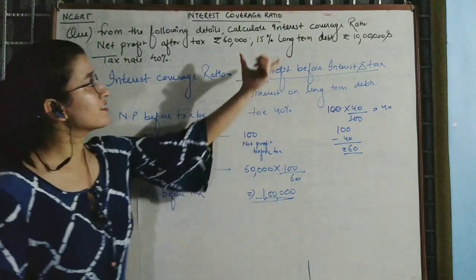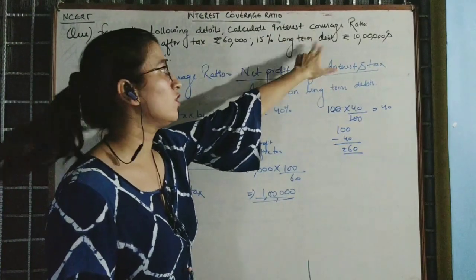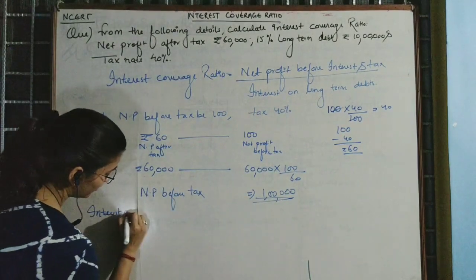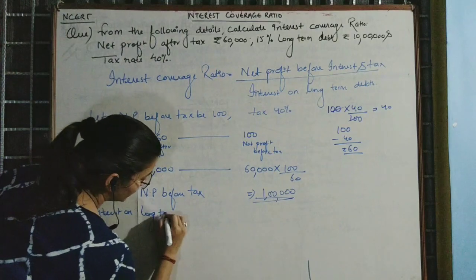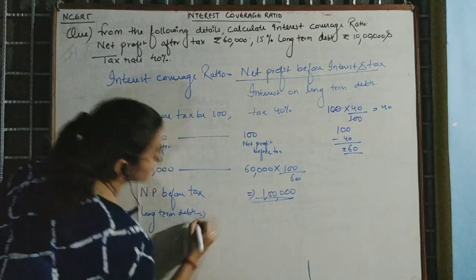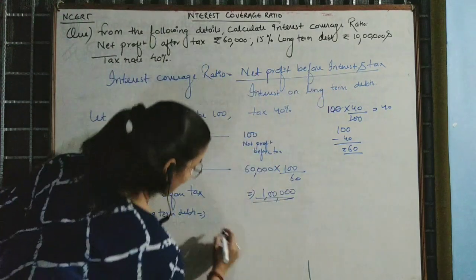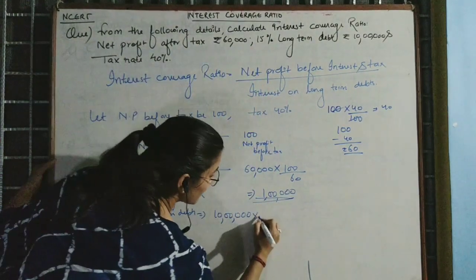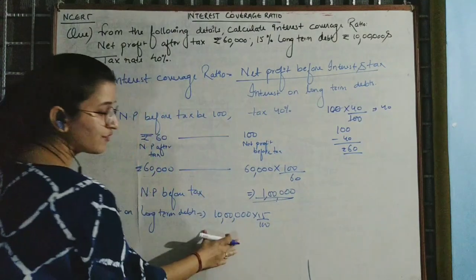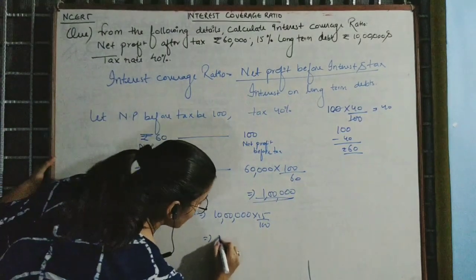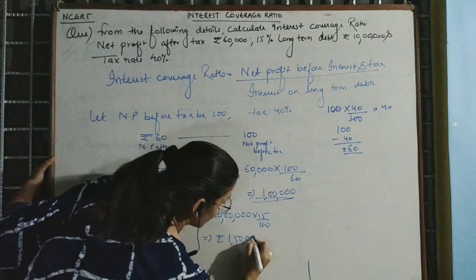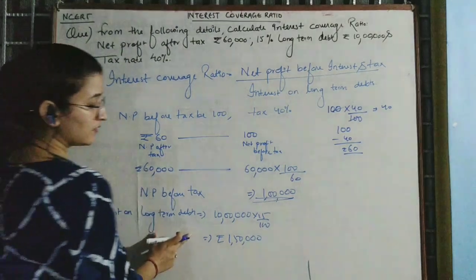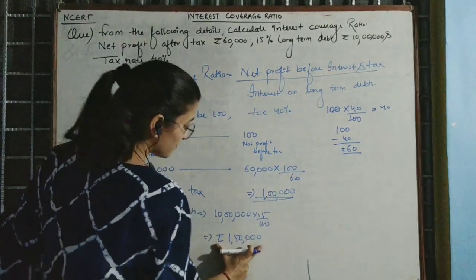Now we will calculate 15% interest on long-term debts. Amount of long-term debt is 10 lakh rupees and the rate of interest is 15%. So 15% of 10 lakh is rupees 1,50,000. So here we have the amount of interest on long-term debts as rupees 1,50,000.